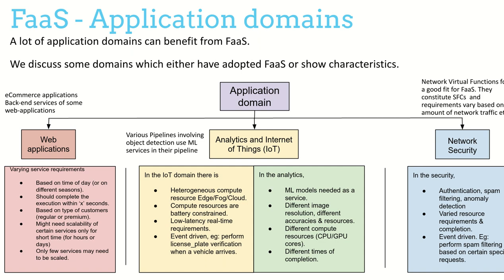Insofar as network security is concerned, authentication of a service, spam filtering, anomaly detection, all these services have varied requirements themselves, and these are all event driven. For example, spam filtering can be activated when a certain new pattern of packets enters a network. Other than that, network virtual functions are another good fit for FaaS. They constitute service function chains, and the requirements can vary based on the amount of network traffic which goes through the network. Some good examples are firewalls and intrusion detection systems and so on.